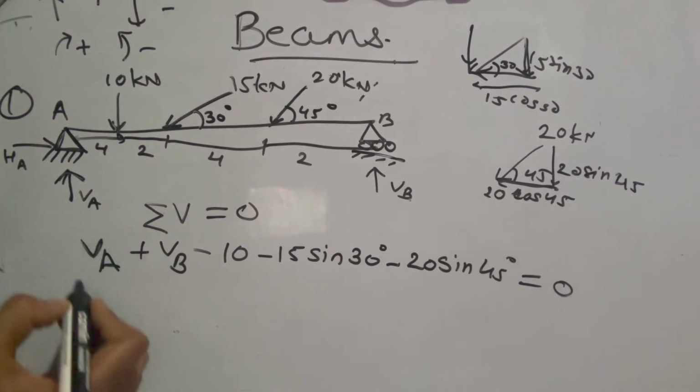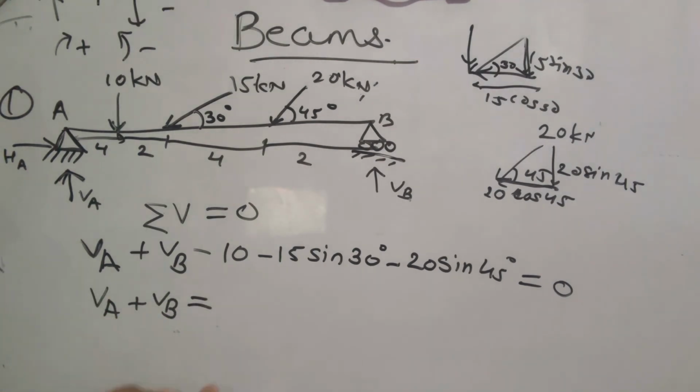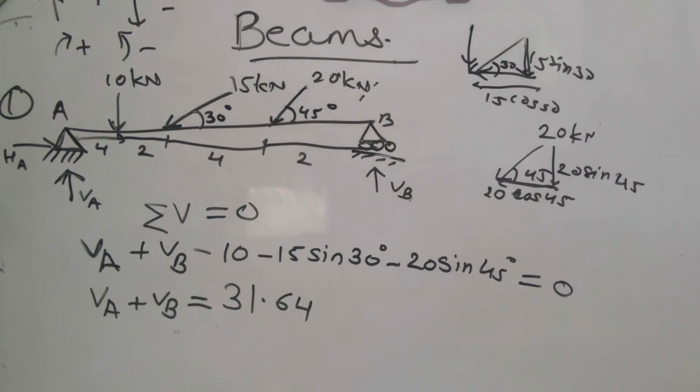Okay, now VA plus VB is equal to, I am taking all these terms on the left side, so it will be positive. So the answer I am getting is 31.64 kilonewton. Okay, this part you understood.